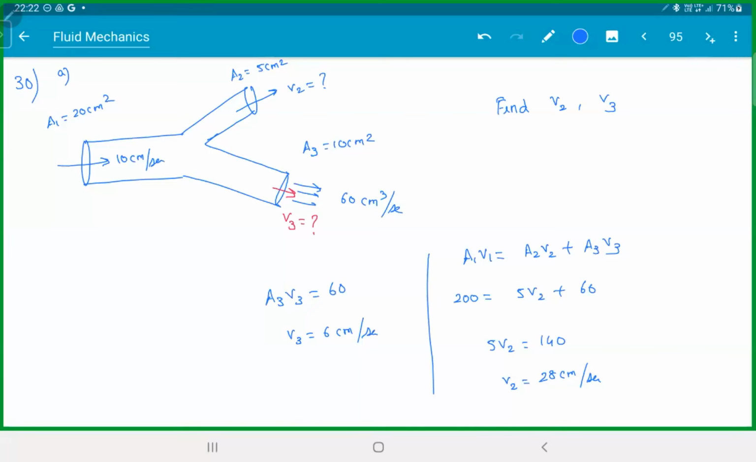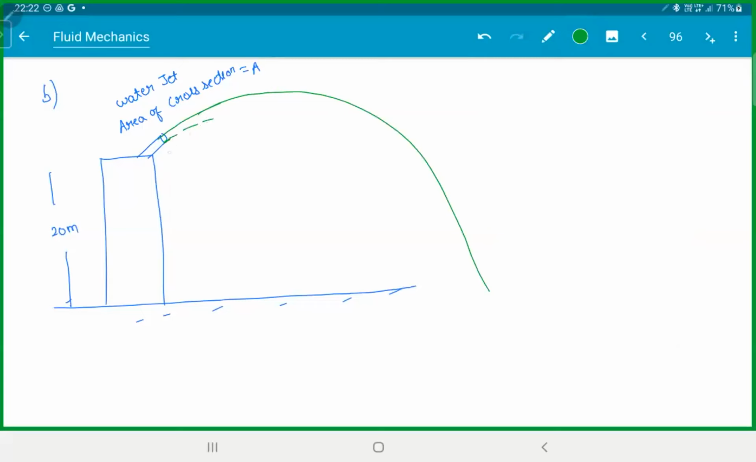We got a building here, 20 meters tall. Here you have a water jet. Area of cross section is A. And you're firing this water here like this with a speed of 10 meter per second at an angle of 60 degrees.